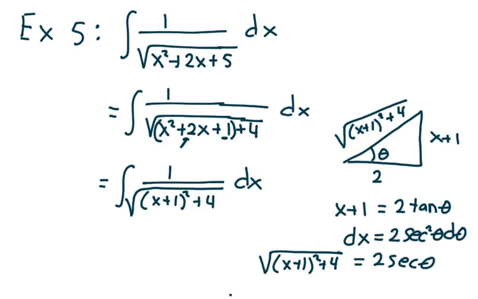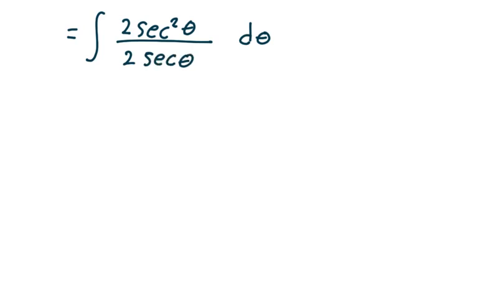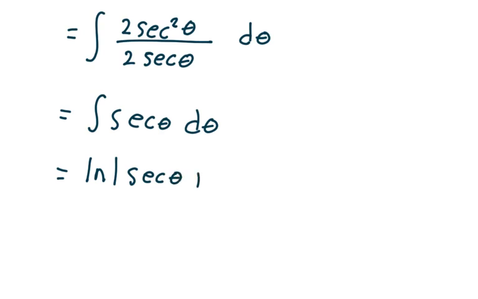And so this is equal to the integral of, now dx is 2 secant squared theta. And by the way, I'm integrating with respect to theta. Do not forget that. My denominator is 2 secant theta. It's all trigonometry. And so this is the integral of secant theta d theta. And so this is natural log of secant theta plus tangent theta plus c.